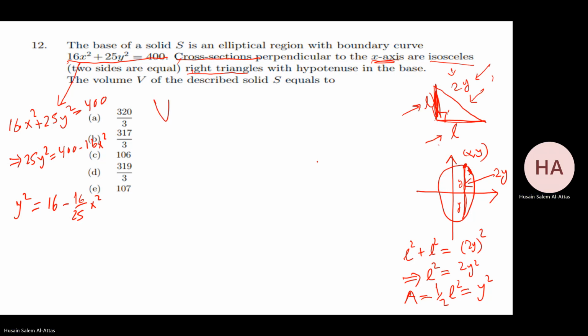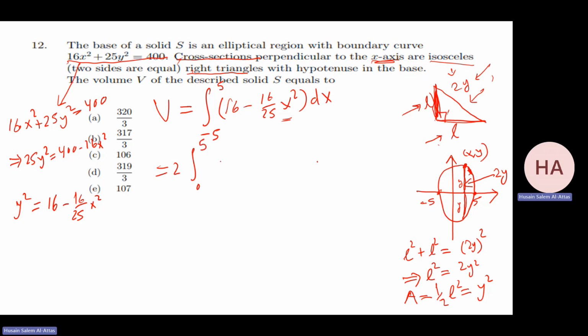So this is the volume. And from where to where? X values from this point to this point, which is minus 5 to 5. So the volume is the integral from minus 5 to 5 of y square, which is 16 minus 16 over 25 x square, dx. That is an even function, so I can make it 2 times the integral from 0 to 5.